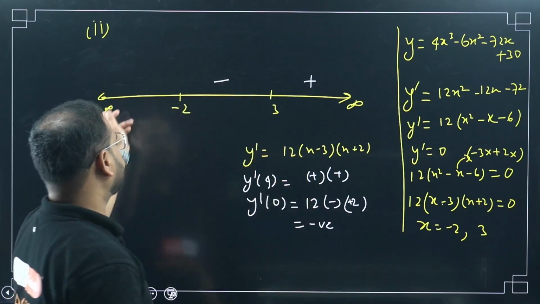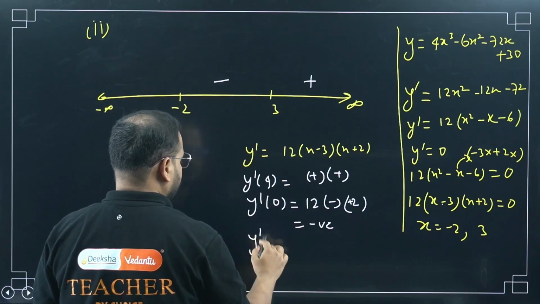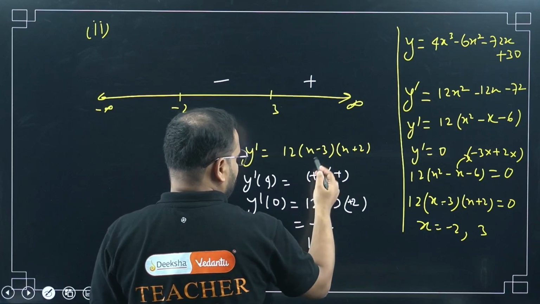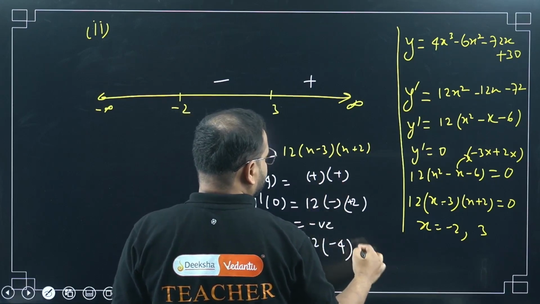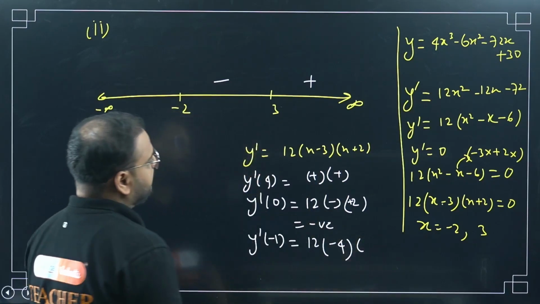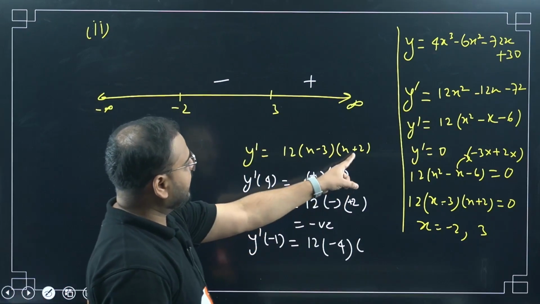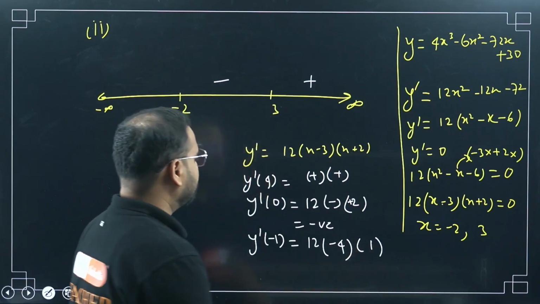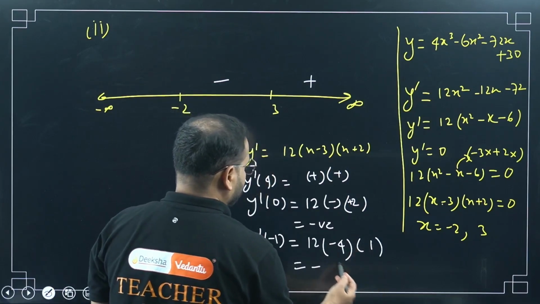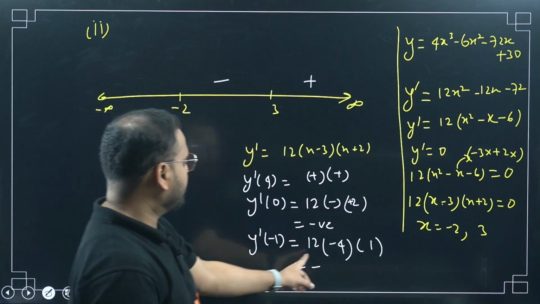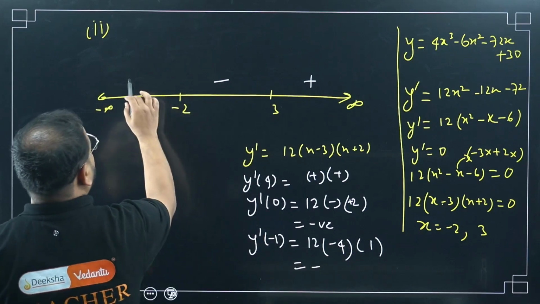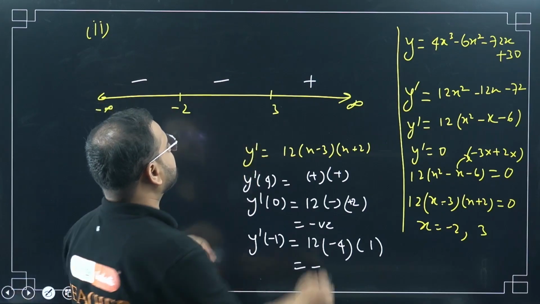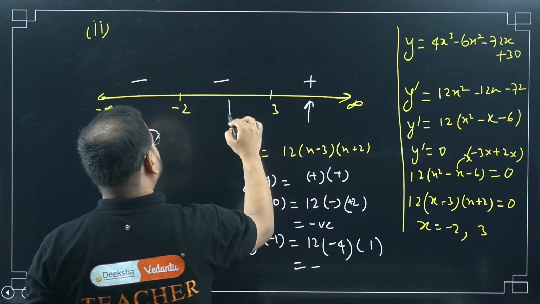Okay. Now take before minus 2. So I'll take it as minus 1. What is that minus 1? This will be what? 12 times of minus 1 and minus 3 will be minus 4. Minus 1 and 2 will be what? So again, plus 1. This will be minus only. Please check. 12 times of 4 times of 1 is minus only. Okay. So before 3, it is all decreasing only. After 3, this is basically increasing. This is decreasing. This is decreasing.